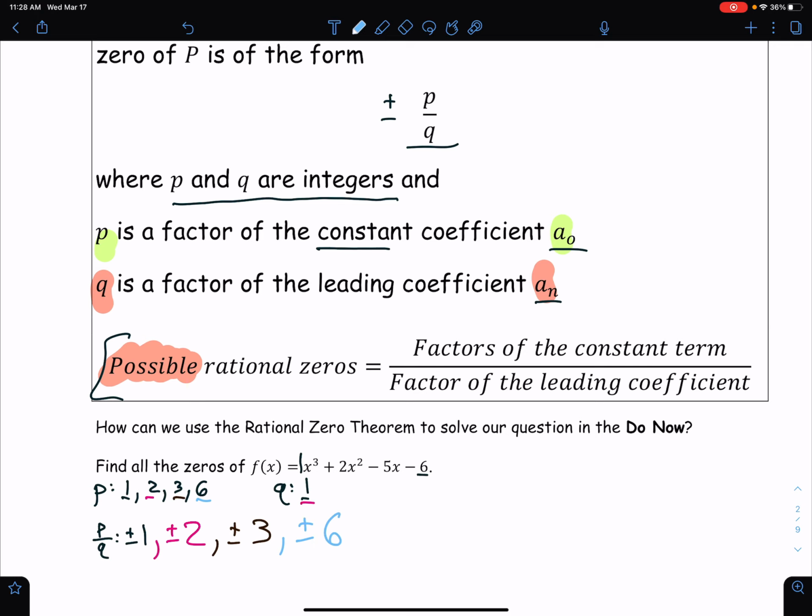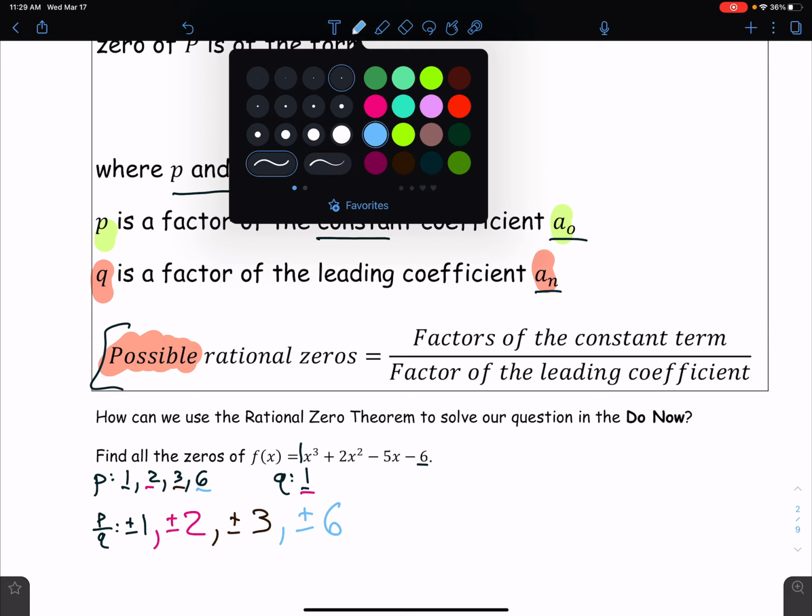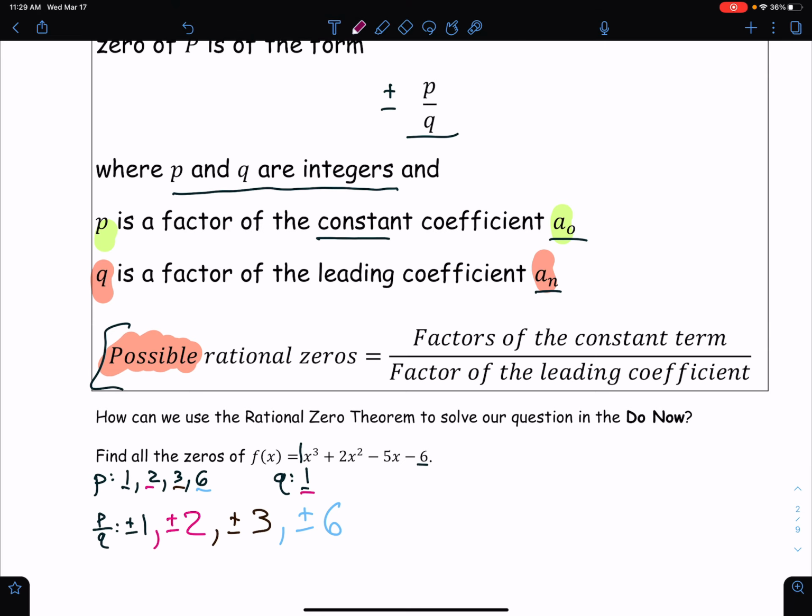So those are all my potential real zeros. If you want to list that out, all potential real zeros, you don't have to do this by the way, I'm just doing it for this one, would be negative 1, 1, negative 2, 2, negative 3, 3, negative 6, and 6. So those are all of the potential real zeros we can have. From there, we just have to test to see which ones are the actual zeros.